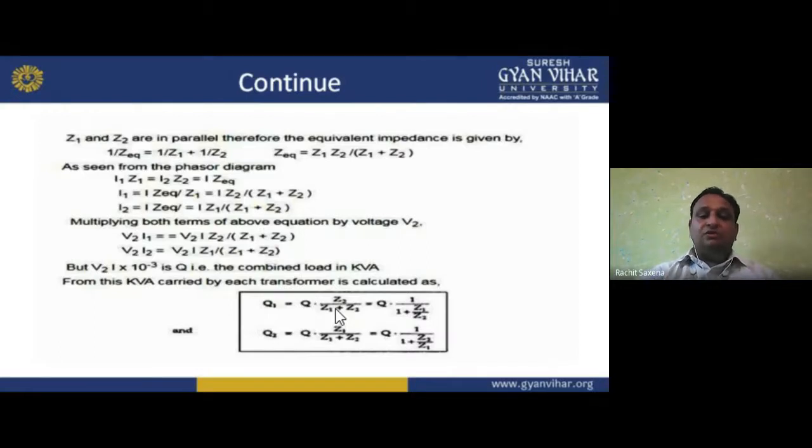Multiplying both terms of the above equation by the voltage V2, we get V2 I1 equals V2 I Z2 upon Z1 plus Z2, and V2 I2 equals V2 I Z1 upon Z1 plus Z2. But V2 I into 10 raised to the power minus 3 is Q, the combined load in kVA. So we can calculate Q1 as Q Z2 upon Z1 plus Z2, and Q2 equals Q into Z1 upon Z1 plus Z2. In this way the kVA carried by each transformer can be calculated.